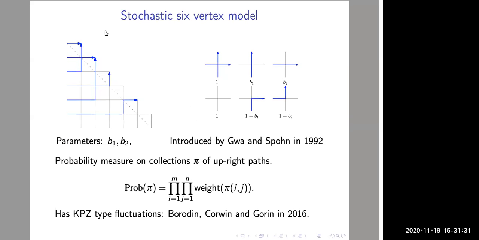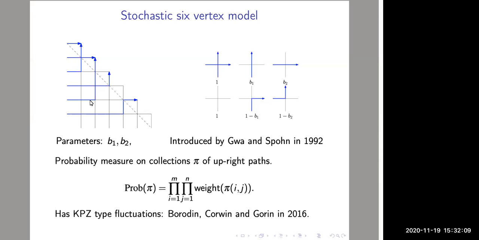So let's define the stochastic 6-vertex model. This is going to be a probability measure on collections of upright paths in the upper right quadrant of the integer lattice. And we're always going to consider paths entering on the left and no paths entering on the bottom. So here we've drawn a possible collection of paths in blue. This model is going to depend on 2 parameters, b1 and b2, which are between 0 and 1. And the way that the probability measure is defined is first, let's restrict to an m by n rectangle.